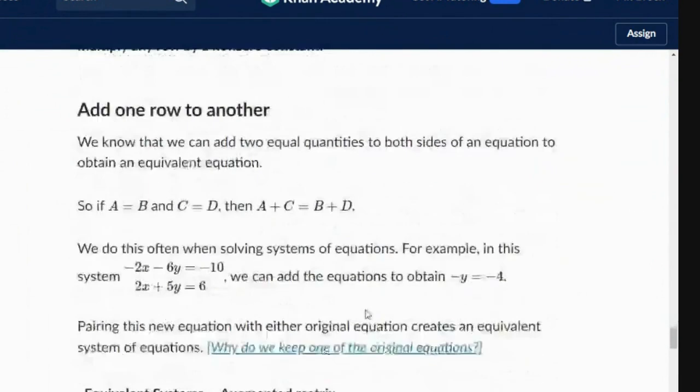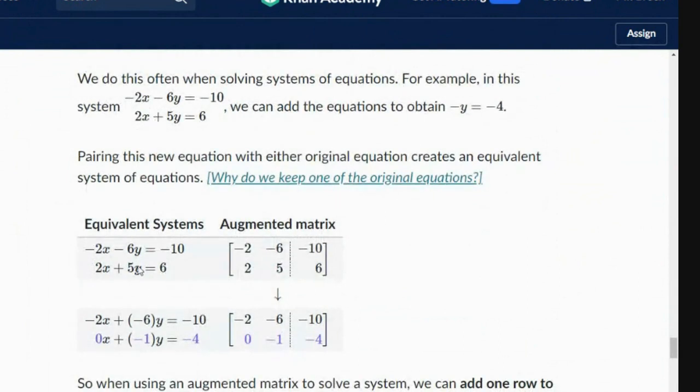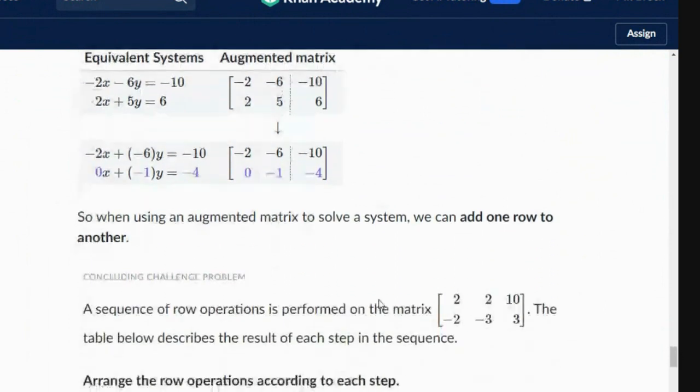That's fine. And then adding one row to another. We can also do that. When we solve linear equations, that's what we usually do. Remember, we would have a -2x and add a 2x to it to make the x disappear, where that would just leave us with a y. Y equals -4. That's how we solve. That's one of the methods we used to solve linear equations. So we can certainly do that with a matrix.